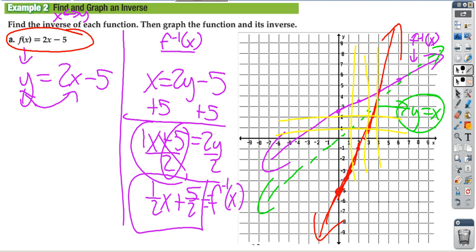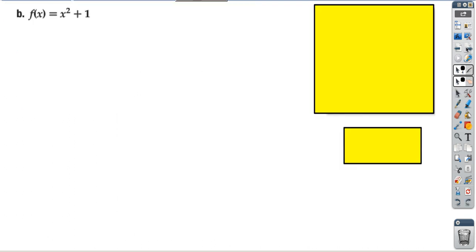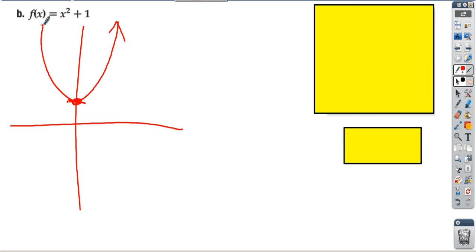Okay, so the next one they're going to do is not technically going to have an inverse, and we'll see why. So first of all, how do you graph this? This is going to be a parabola. It has a y-intercept of 1, and then it's basically just a parabola that's been shifted up 1, so that looks like this. Okay. Here's the problem.